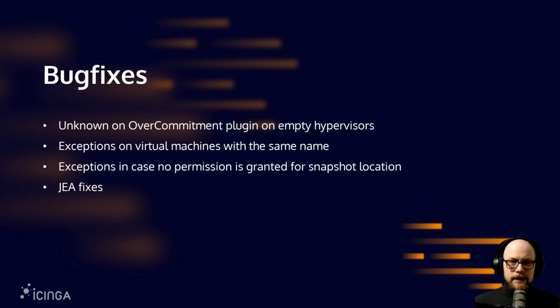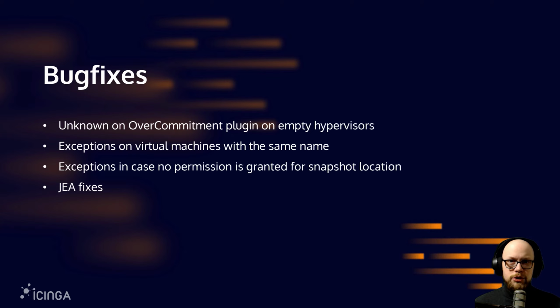Then we have the Hyper-V plugins, and we did some fixes there as well. So basically what we fixed was we had the issue that the overcommitment plugin always returned unknown in case the hypervisor was empty. So if there's no virtual machine there on the machine, then the plugin would return unknown. That's now fixed. It will simply return OK.